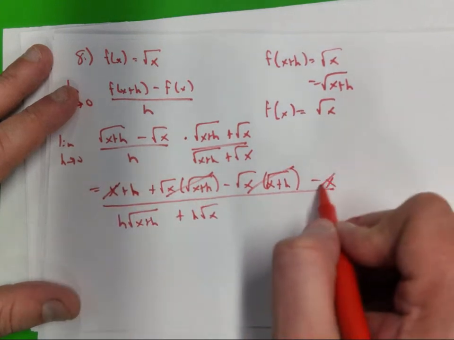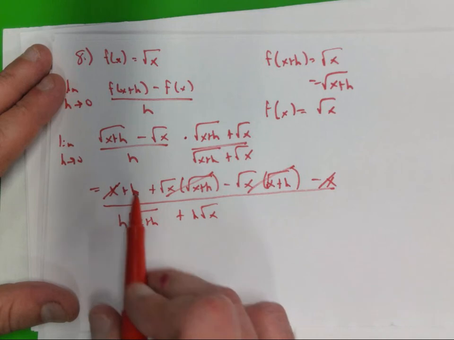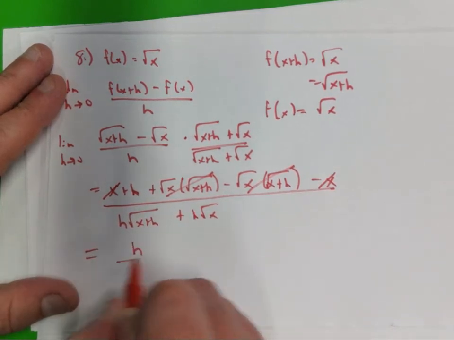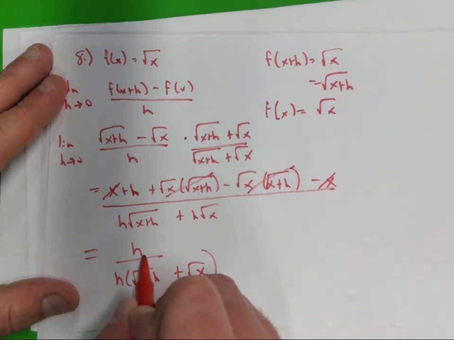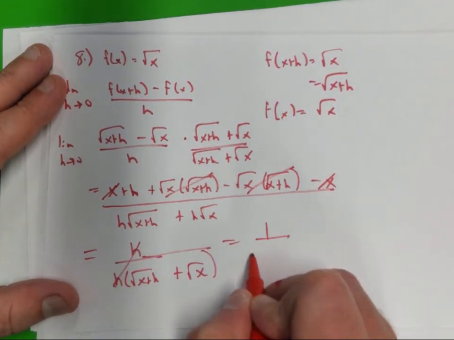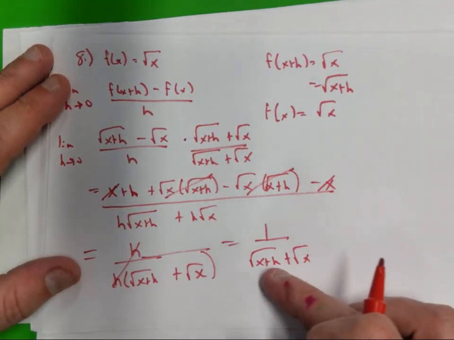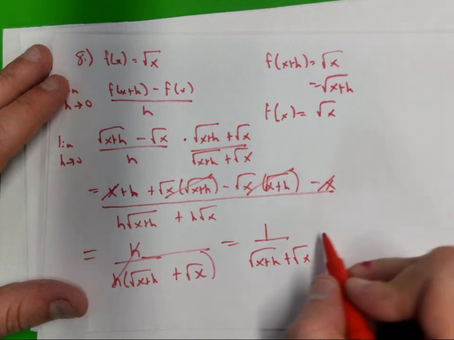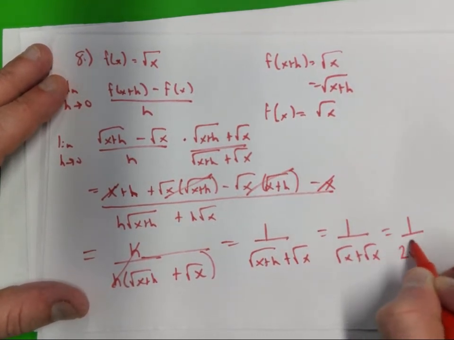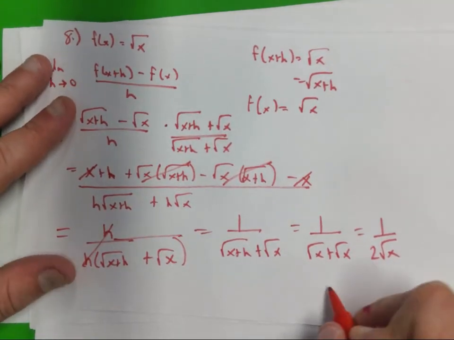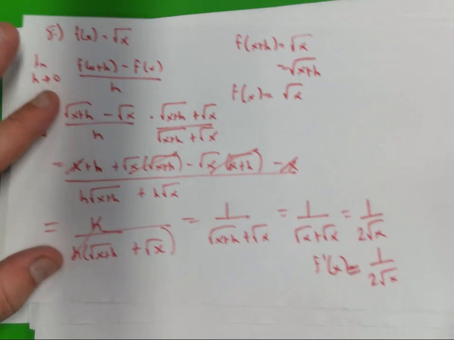Alright, look here, my x's cancel out. I still can't plug 0 in, I get 0, but I got an h here left. I can factor h on the bottom. Cancel out, I'm left with 1 over square root of x plus h plus square root of x. I'm going to plug my 0 in now. x plus 0 is x, so I got 1 over square root of x plus square root of x, which would be 1 over 2 square root of x. That is my derivative. f prime equals 1 over 2 square root of x.